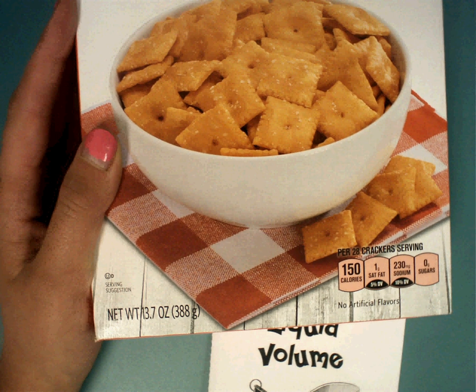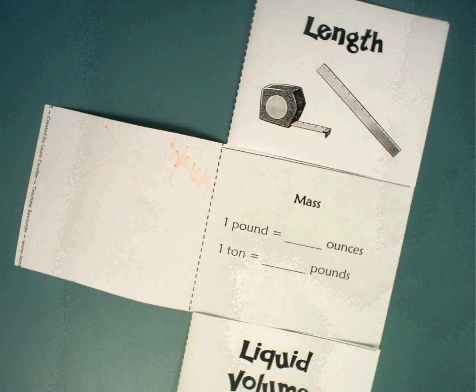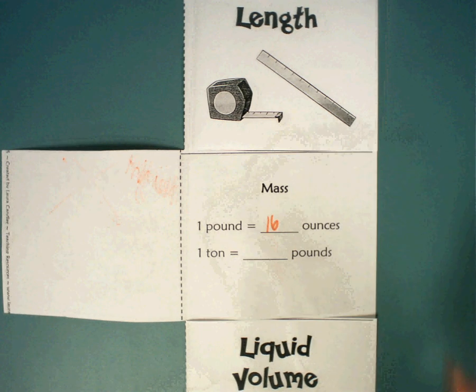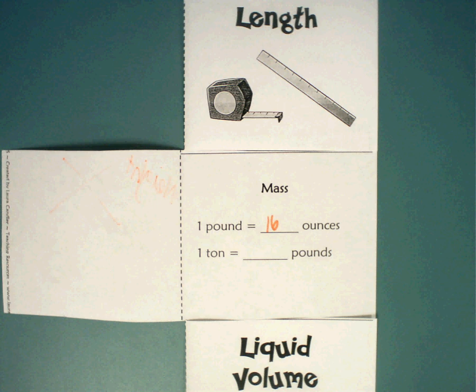But we're looking at the ounces. So the ounces tells me how much that weighs. So in 1 pound, there's 16 ounces. Okay?